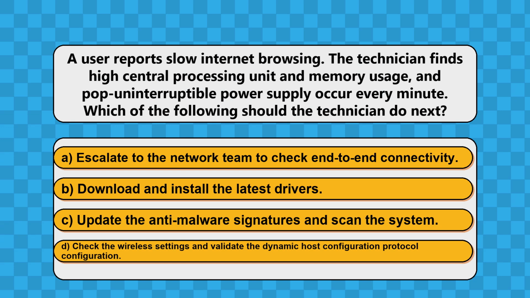Question 1. A user reports slow internet browsing. The technician finds high central processing unit and memory usage, and pop-ups occur every minute. Which of the following should the technician do next? Option A. Escalate to the network team to check end-to-end connectivity. Option B. Download and install the latest drivers. Option C. Update the anti-malware signatures and scan the system. Option D. Check the wireless settings and validate the dynamic host configuration protocol configuration.